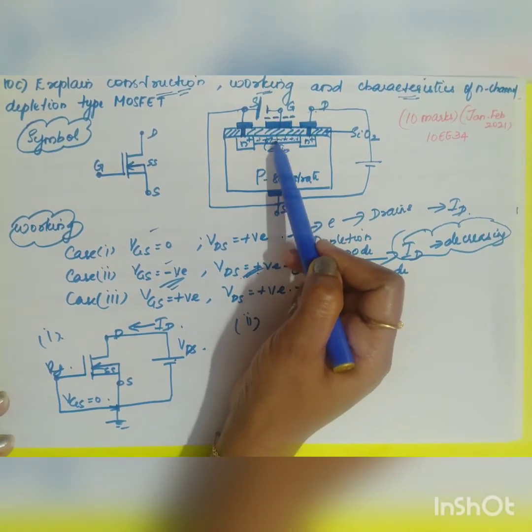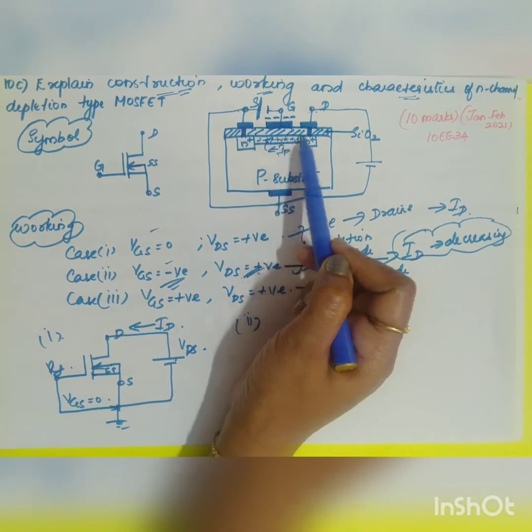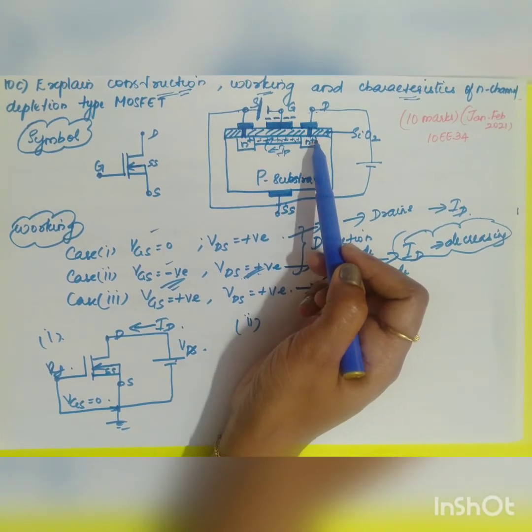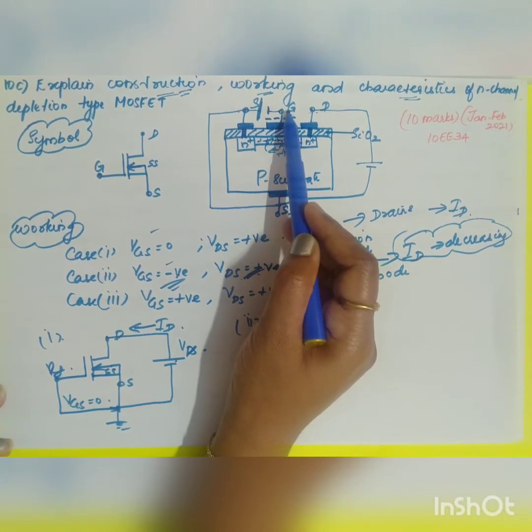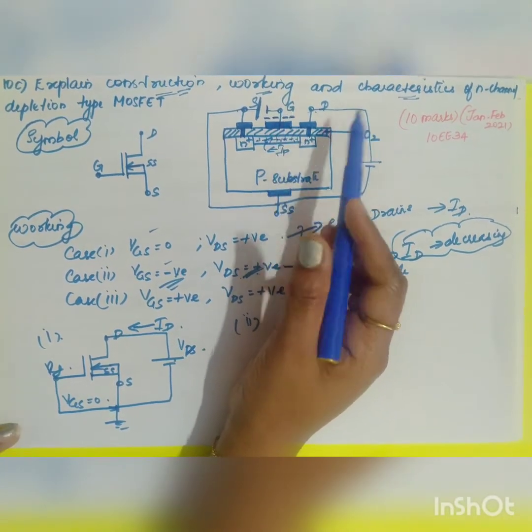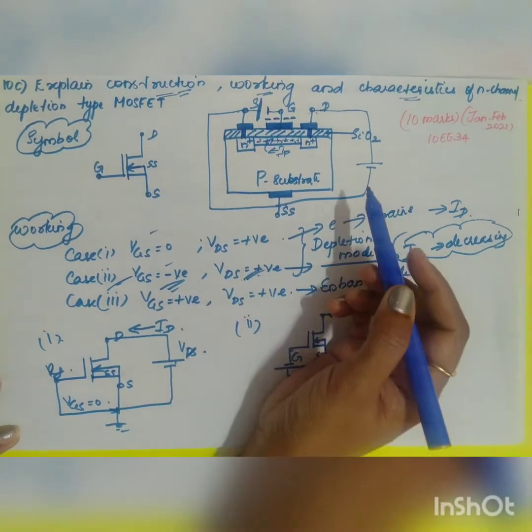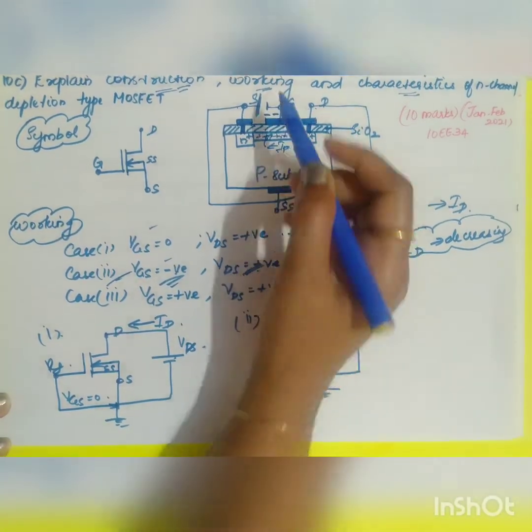When it completely fills with holes, there will be no current. ID current will be equal to 0 at the pinch-off voltage, as your VGS keeps increasing in the negative direction. Okay, that is your second case. Now what is happening in your third case? When VGS is positive.